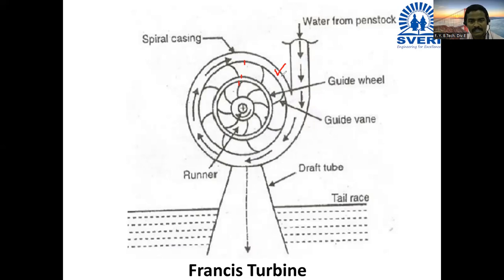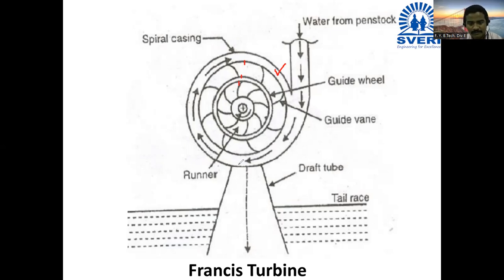Okay. So what casing is there? It is a kind of spiral casing. The cross-section area increases from start to end. Initially, it is smaller. It goes on increasing, and then there's a penstock.